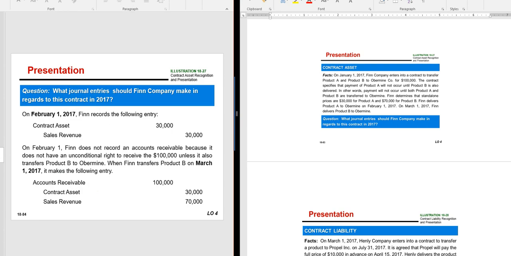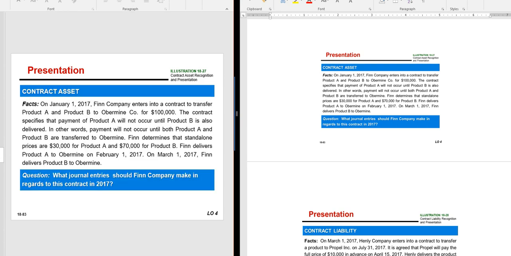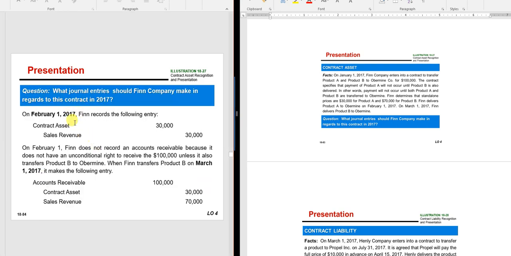Okay, so the first one is on February 1st, so please write down the dates. January 1st, they enter into a contract. They deliver it on February 1st and March 1st. Okay, so what journal entries should Finn make?